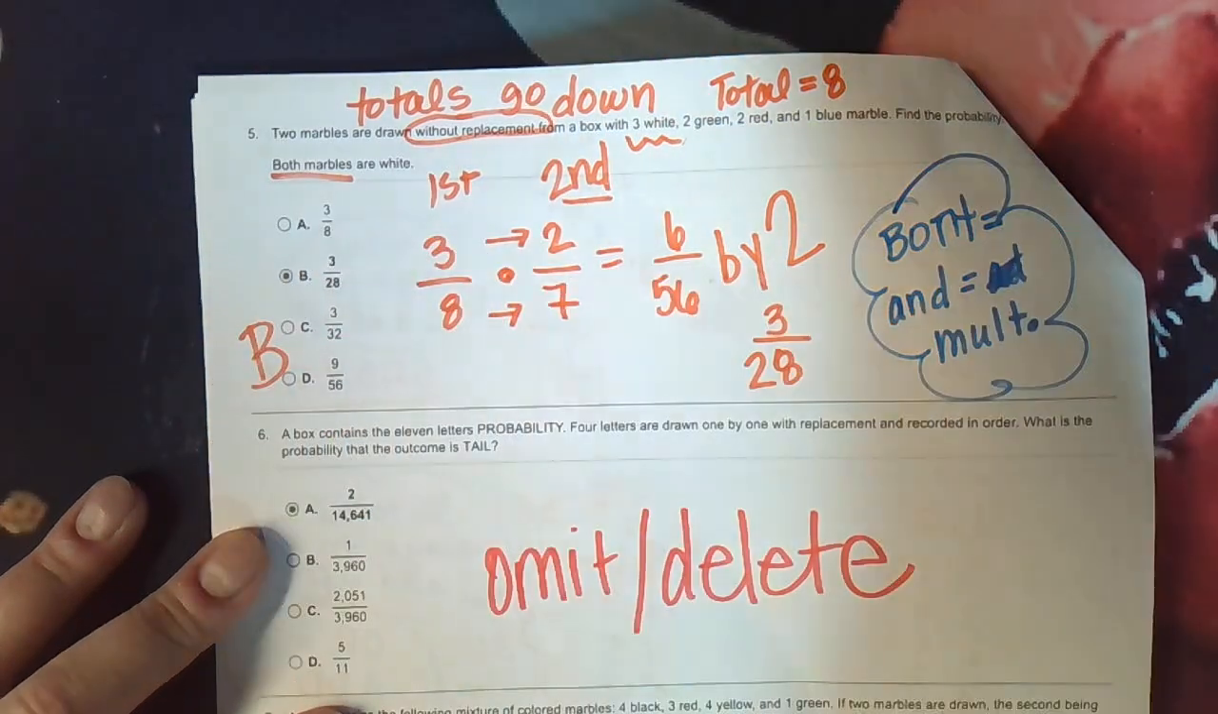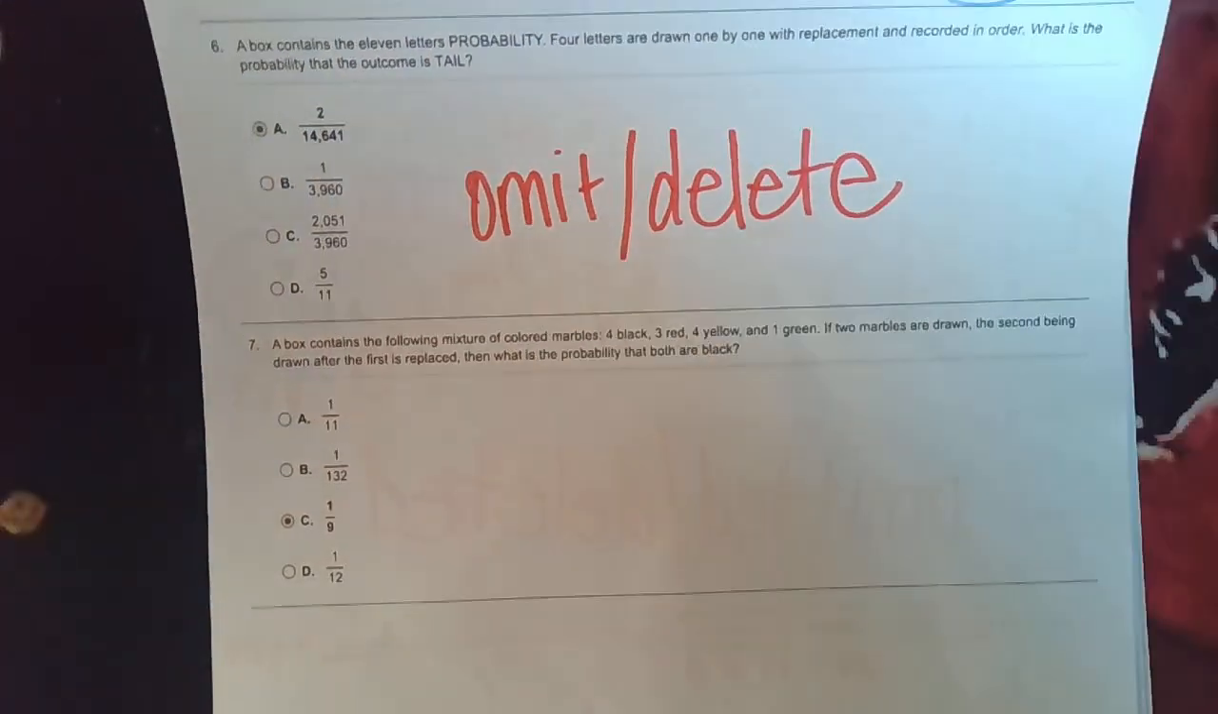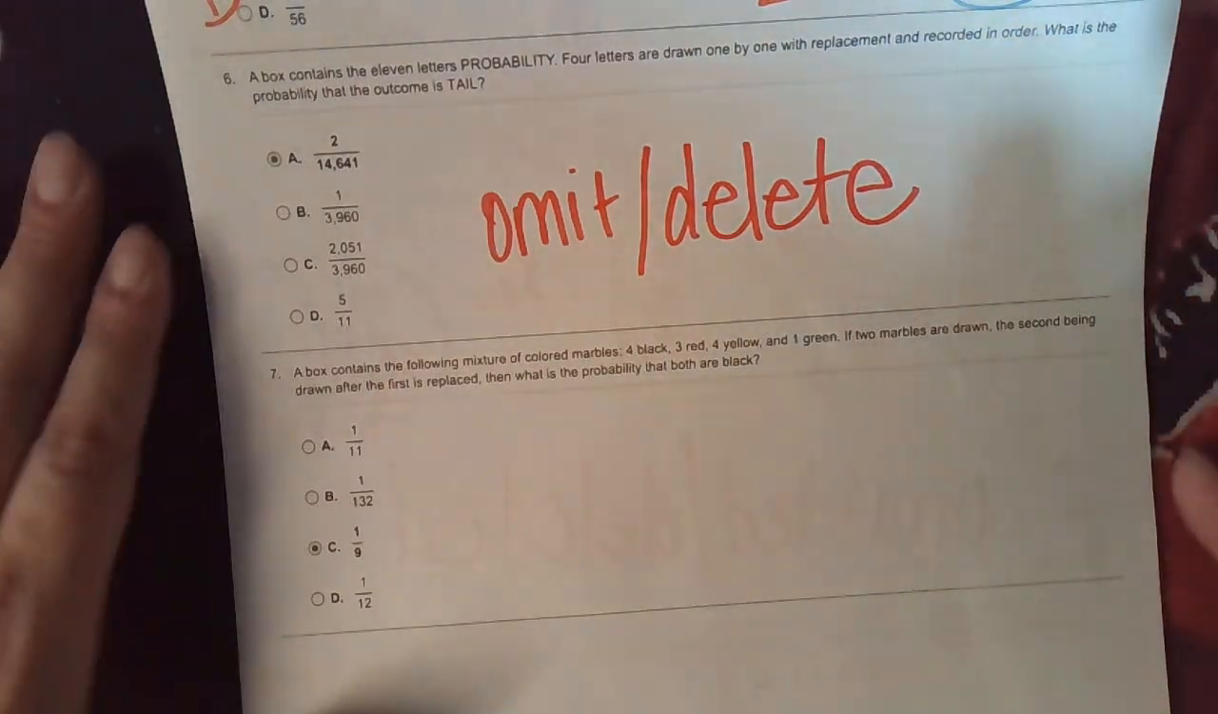Look, I got 8. Hey, bait. Alright, number 6, I omitted and deleted because it was too much for our test.